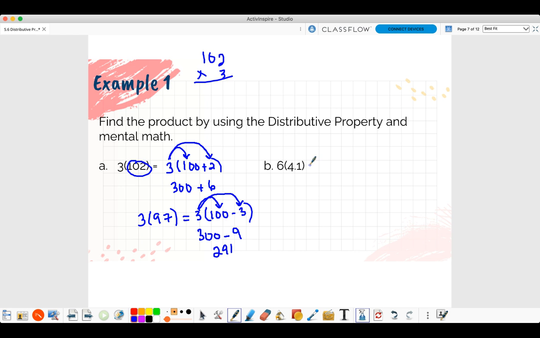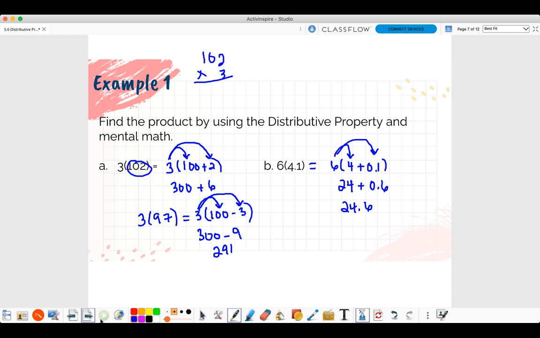What about with decimals? Don't confuse the decimals. Same thing. How would you break up 4.1? You would break it up by doing 4 plus 0.1. So 6 times 4 is 24. 6 times 0.1 is 0.6. And then just the sum of those two mentally would be 24.6. No long multiplication. This is using numbers to do distributive property.